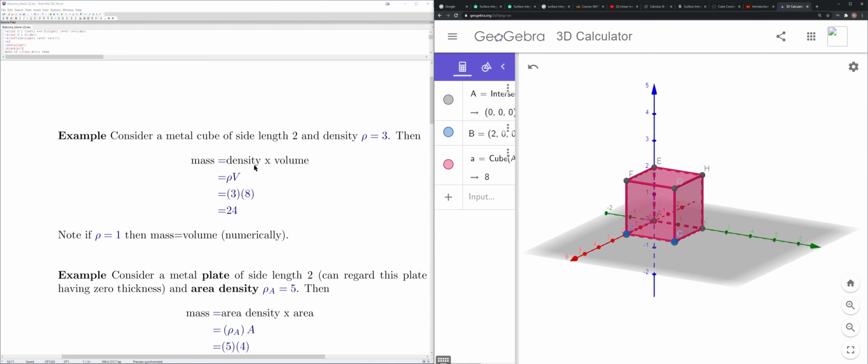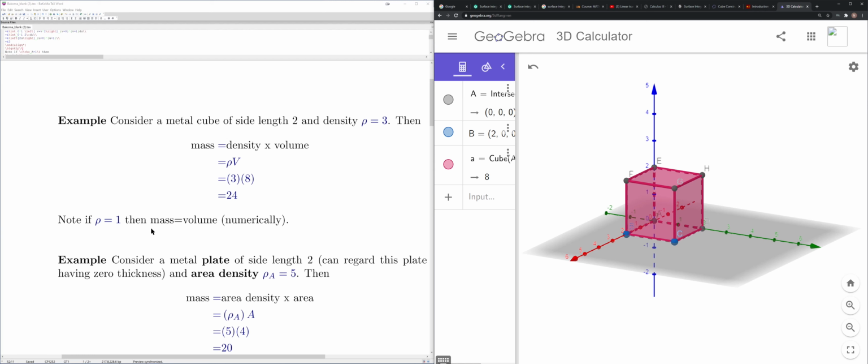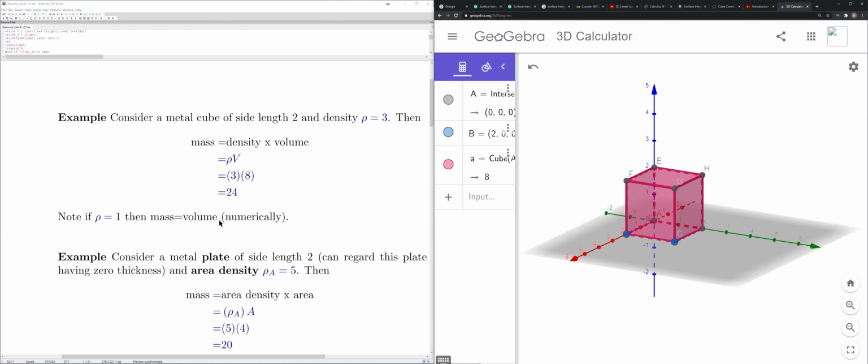Okay, so what would be your mass in this case? Well, the mass is simply density times volume. The density I said is 3, and the volume of the cube is 2 cubed, which is 8. So the mass is 3 times 8, which is 24. One thing you want to notice is that if your density happened to be equal to 1, then the mass would be equal to 1 times the volume, so the mass would be equal to the volume. But in this case, the density is 3, so the mass is 3 times 8, which is 24.